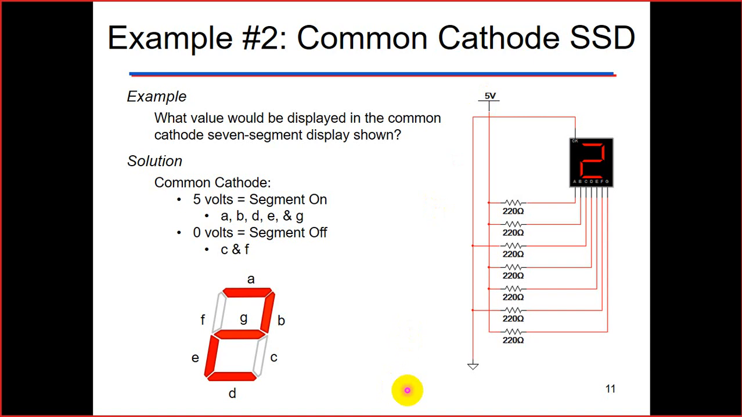So this is the way you display different characters. You turn on and off a particular LED of the 7 segment, and a particular message or character or number can be displayed.